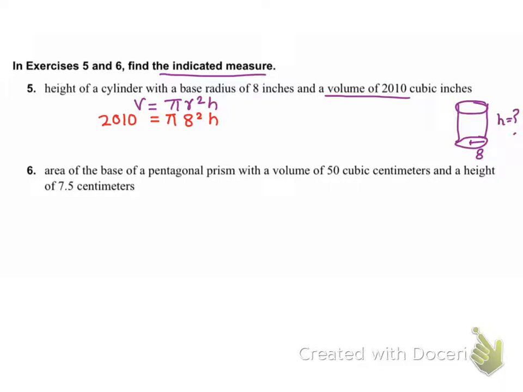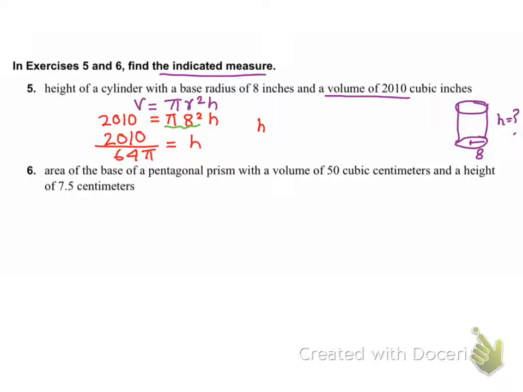I have to divide both sides by pi 8 square. And pi 8 square is actually 64 pi. So it's going to be 2010, divide both sides by 64 pi. That's our value of h. How do I get 64 pi? When I solve this, I get 64 pi. Both sides, when you divide, you get this. And when you simplify it, your h is going to be further.